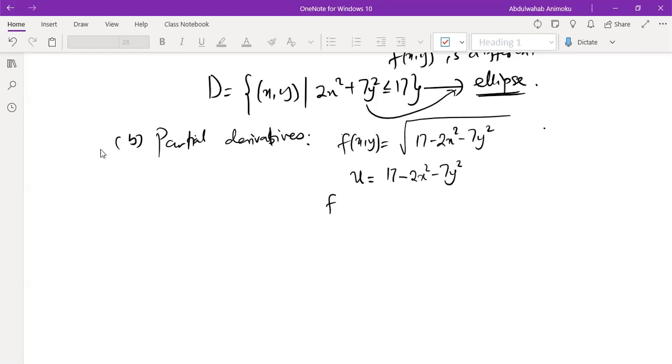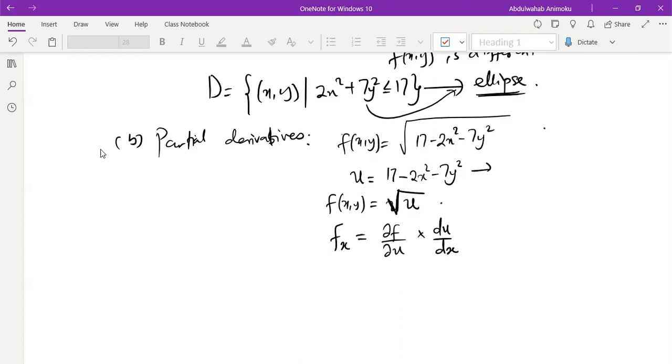Now, this implies that f is equal to square root of u. Now, we are going to use the chain rule to solve this, which means f_x would be given as what? del f del u times du dx. So basically, this is what we need to figure out.